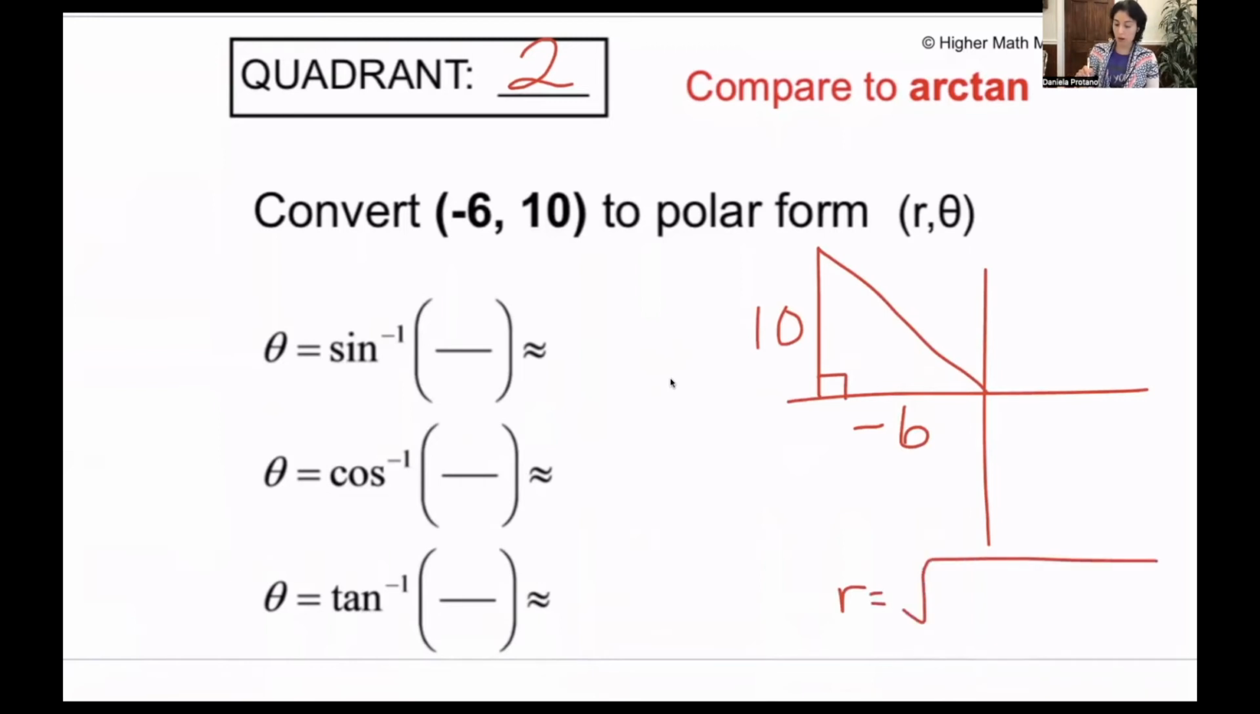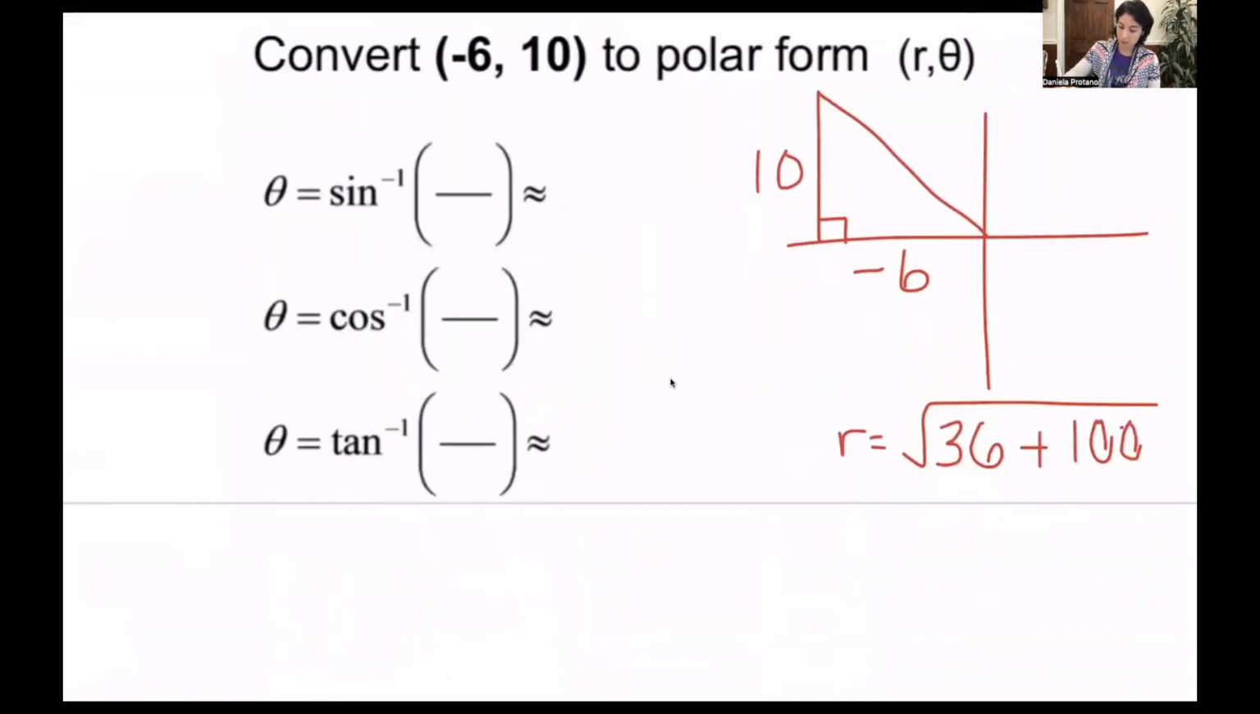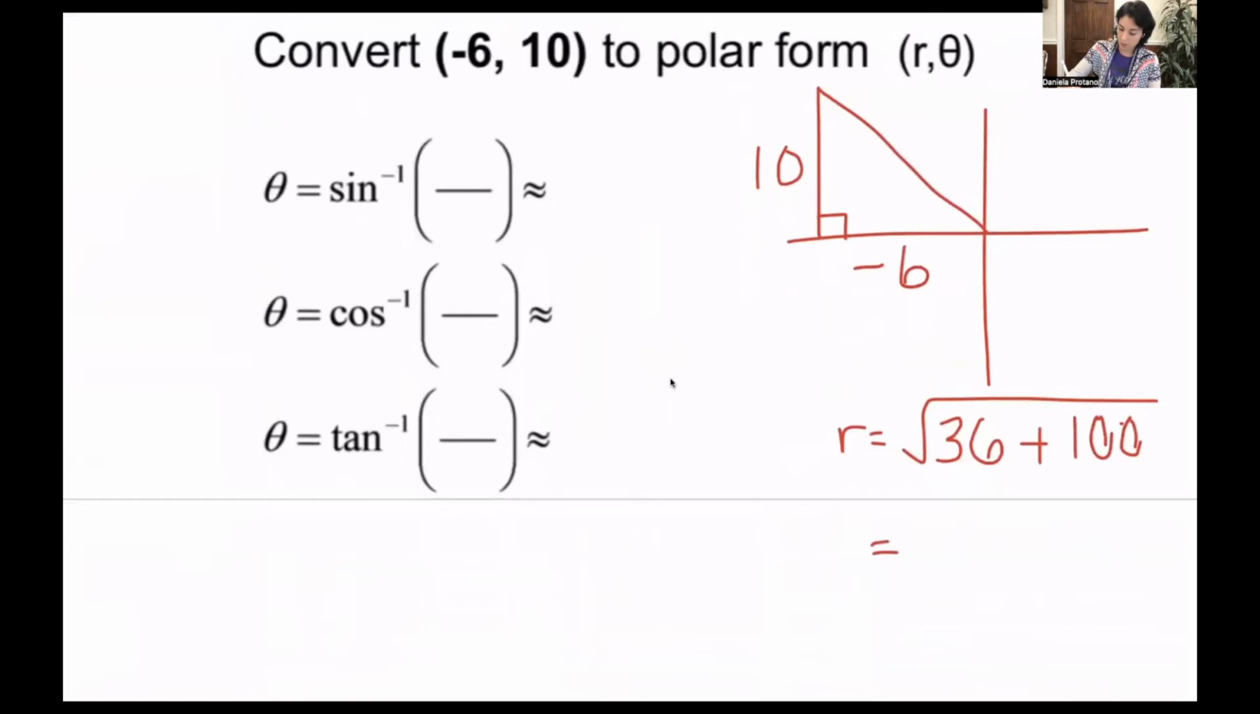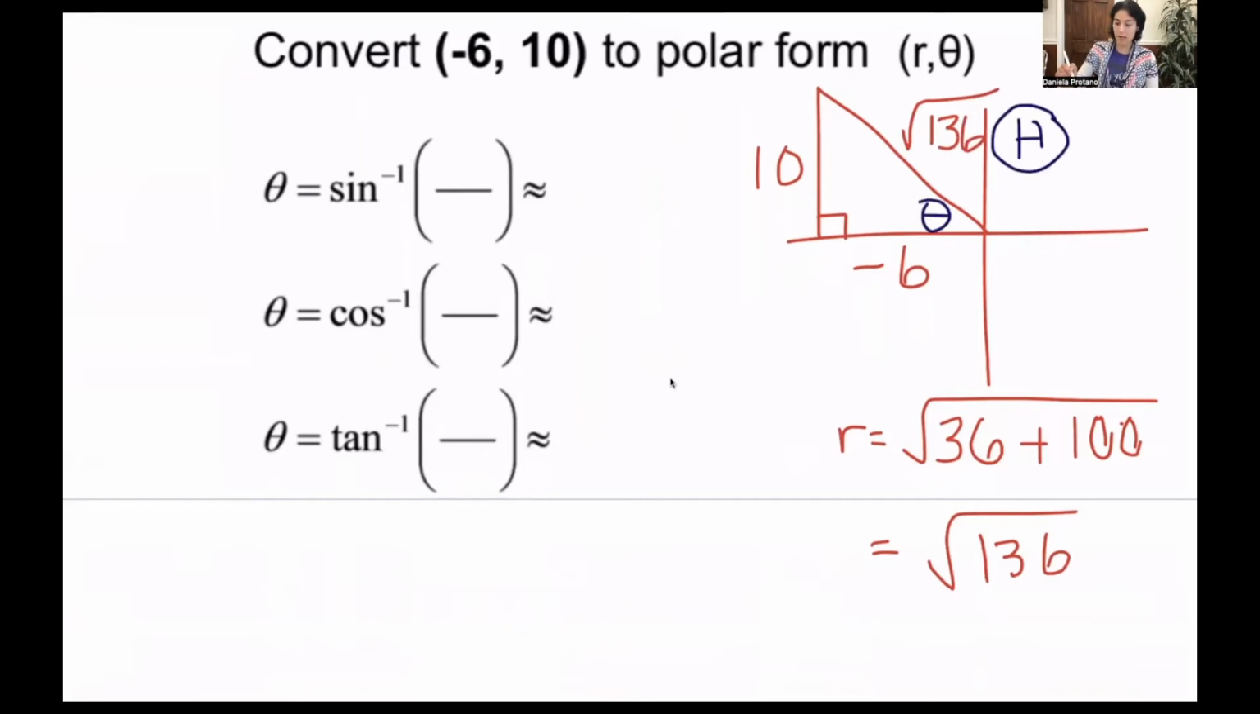that's the square root of x squared, or -6 squared, which is 36, plus the y squared, or 10 squared, which is 100. So 36 plus 100 would give me the square root of 136, right? So that's going to give us the hypotenuse. Okay, so let us label. This is the hypotenuse. Theta, again, is my reference angle, so that's over there. This would be adjacent, and here would be the opposite.